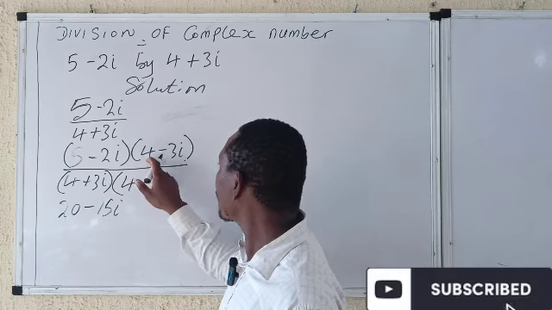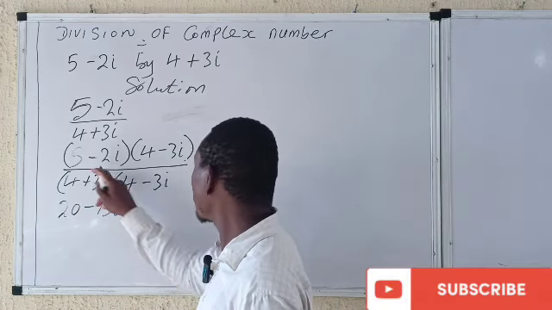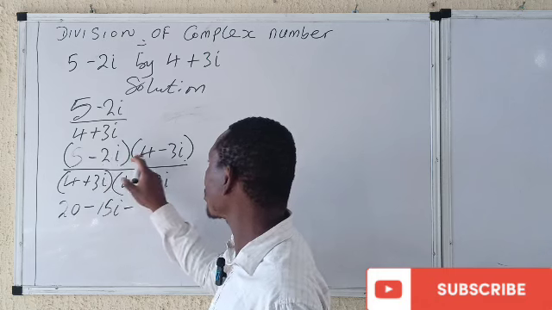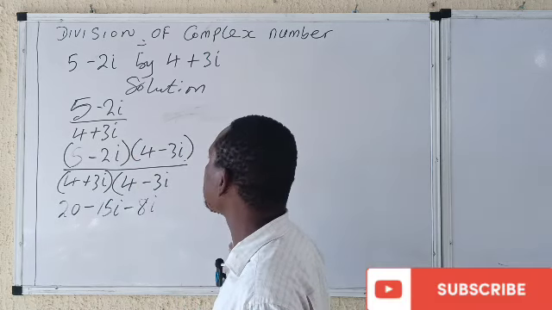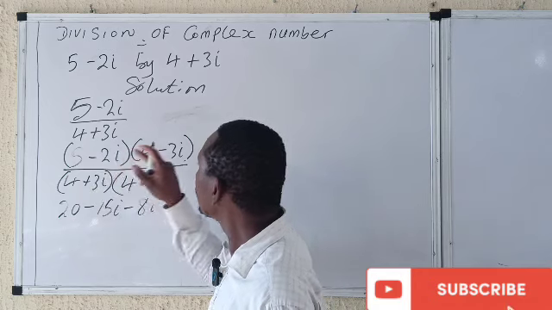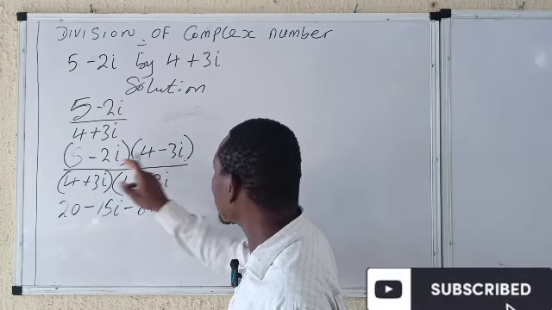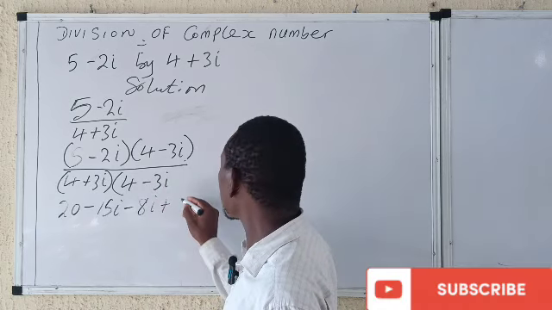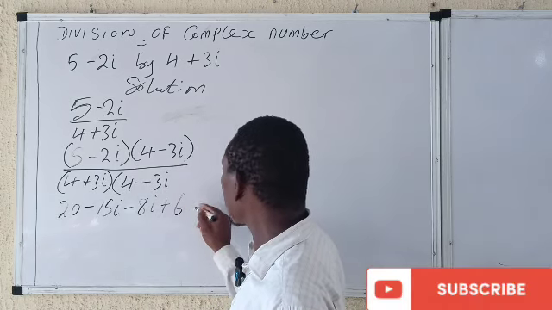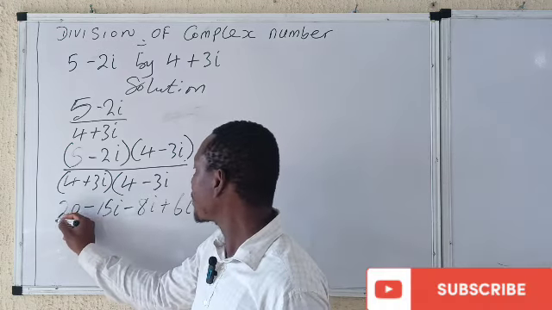Then 2 times 4 is 8. Put your i there. So we now have minus, remember this is minus 2, so minus 2 times 4 is minus 8i. Then minus 2i times minus 3i. Minus times minus is plus. So we have plus here. 2 times 3 is 6. i times i is i squared. So you simplify this.